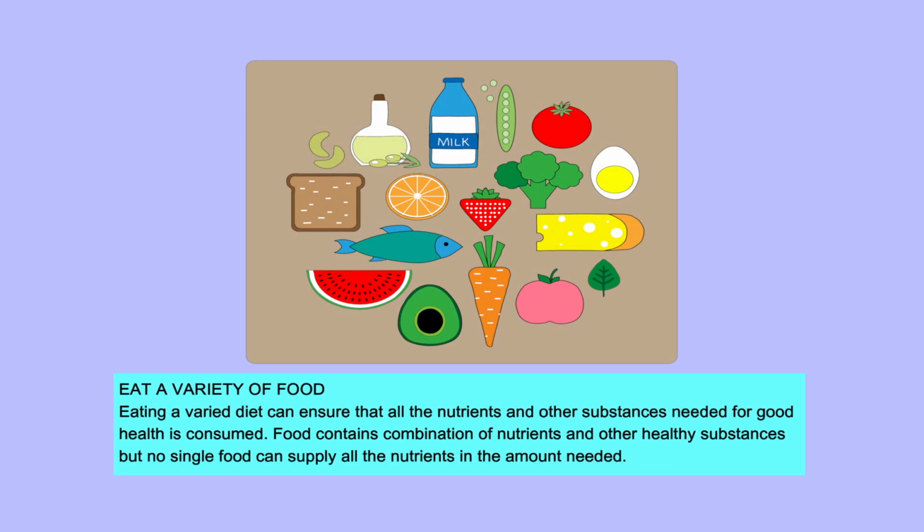Eat a variety of food. Eating a varied diet can ensure that all the nutrients and other substances needed for good health are consumed. Food contains a combination of nutrients and other healthy substances, but no single food can supply all the nutrients in the amount needed.